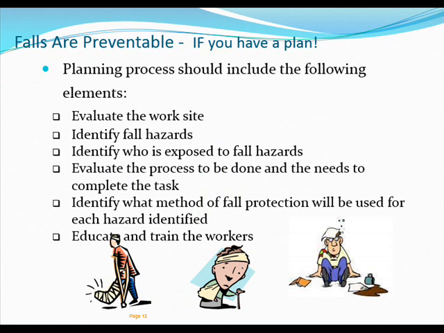Falls are preventable if you have a plan. The planning process should include the following elements. Evaluate the worksite, identify fall hazards, identify who is exposed to fall hazards, evaluate the process to be done and the needs to complete the task, identify what method of fall protection will be used for each hazard identified, educate and train the workers.